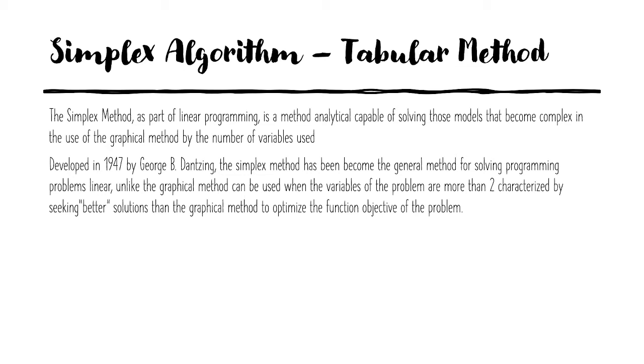Developed in 1947 by George B. Dantzig, the simplex method has become the general method for solving linear programming problems. Unlike the graphical method, it can be used when the variables of the problem are more than two, and it is characterized by seeking better solutions than the graphical method to optimize the objective function of the problem.